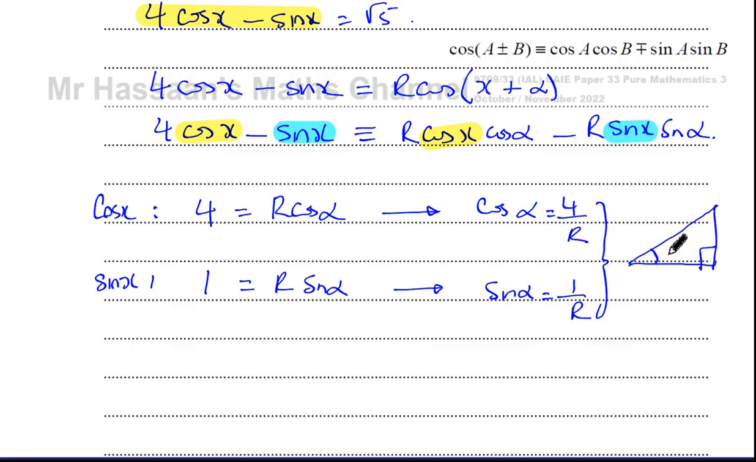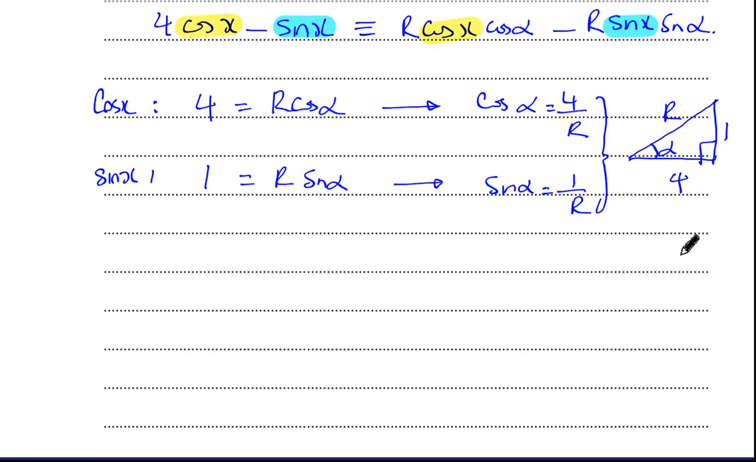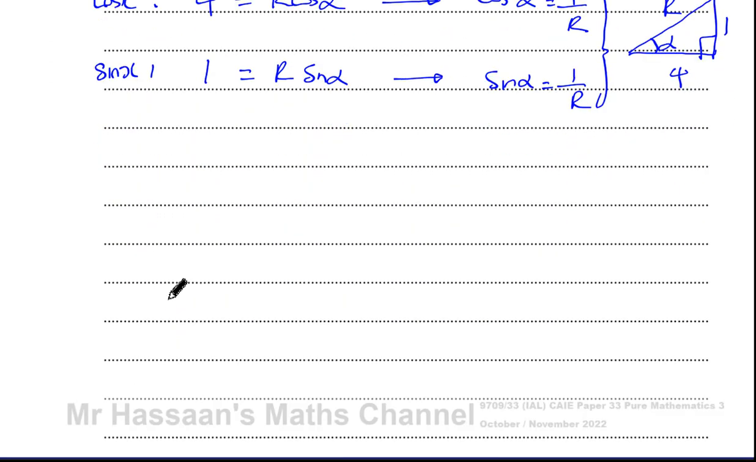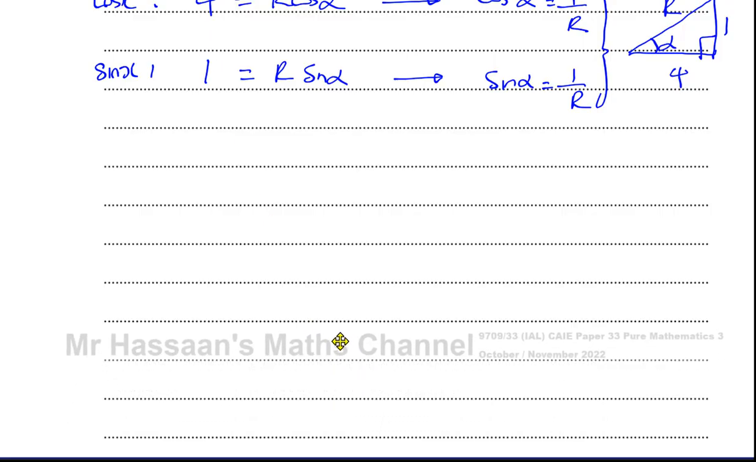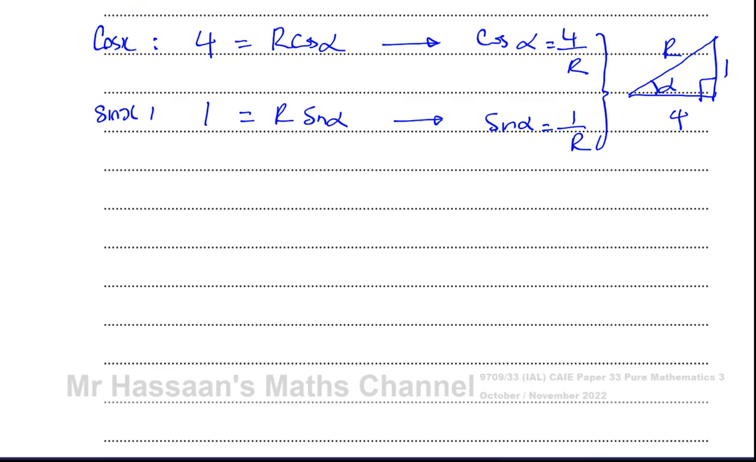I can say if this is alpha, then cosine alpha is adjacent over hypotenuse. So this is 4 and this is r. And the sine of alpha is opposite over hypotenuse. So that's 1 over r. So from this, I can work out the value of r. I can say r is equal to, by Pythagoras, the square root of 1 squared plus 4 squared, which is root 17.